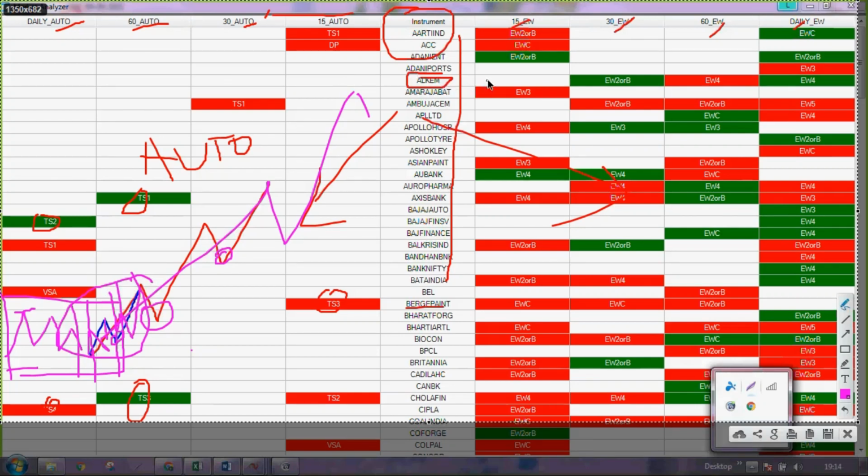Consider Alchem, though the price is constant, maybe 800 rupees, but why is it saying wave 2 in the 30 minute time frame, wave 4 in 60 minutes, both in red and in green? It means this guy is telling you to buy in daily, sell in 60 minutes, buy in 30 minutes. But the price is common in every time frame, the price is the same.